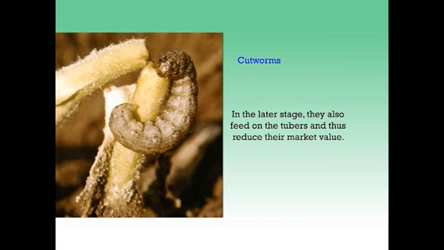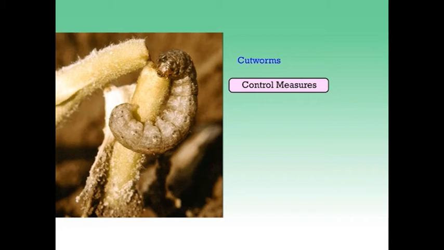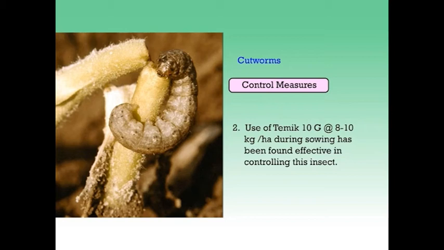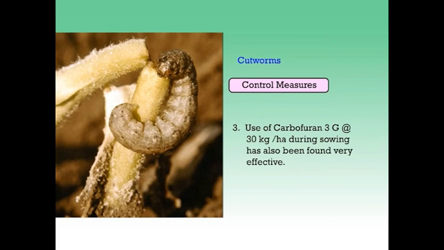Let's see the control measures for this. The first one is flooding of field, which reduces the activity of the caterpillars. The second measure may be use of Temic 10G at the rate of 8 to 10 kg per hectare during sowing, which has been found effective in controlling this insect. The third measure may be use of Carbofuran 3G at the rate of 30 kg per hectare during sowing, which has also been found very effective.